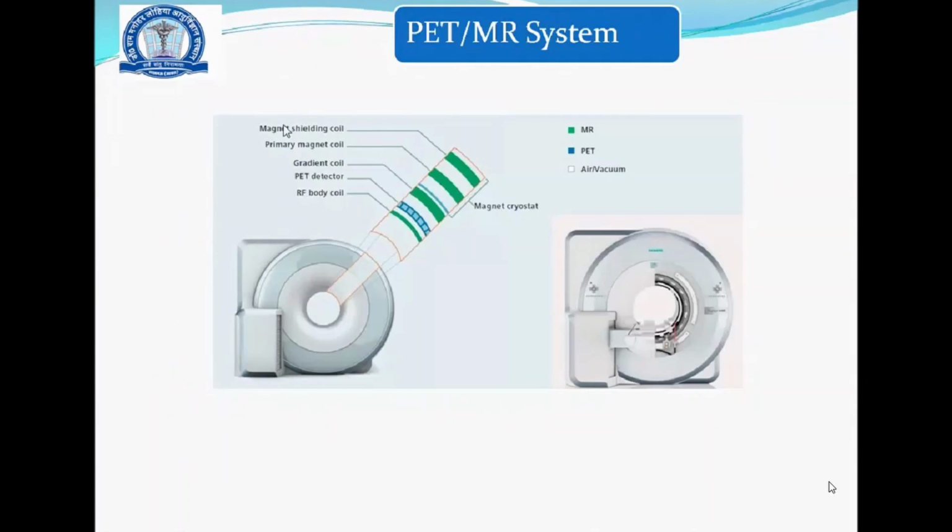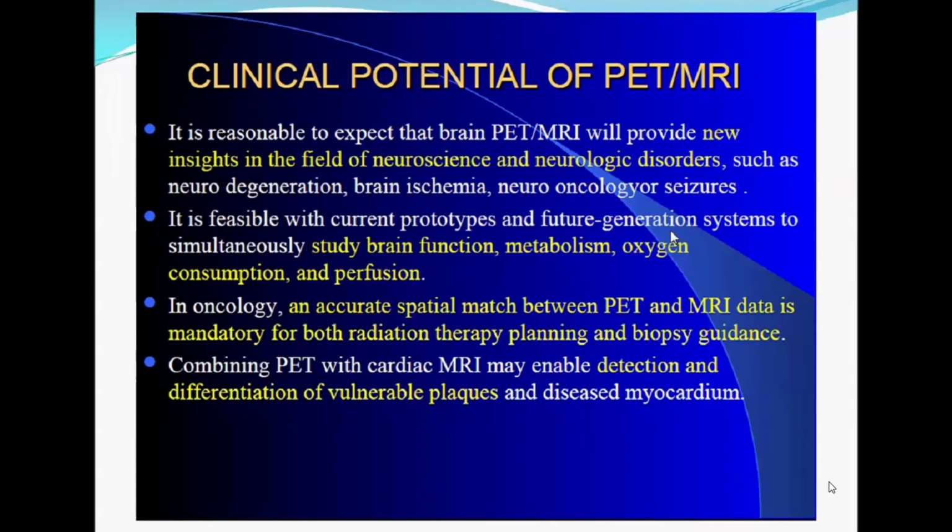See, this is the PET MRI cross section. Here is the RF coil, and above the RF coil is the PET detector, and see the placement of the gradient coil, primary magnet coil, and magnet shielding coil. So the clinical potential is now much higher than what I discussed in PET CT. There is new insight in neuroscience and neurological disorders that was not possible in anatomical imaging of neurons using CT. This will open a new field, neuroscience and neurological disorders, which is also the main application of PET MRI.